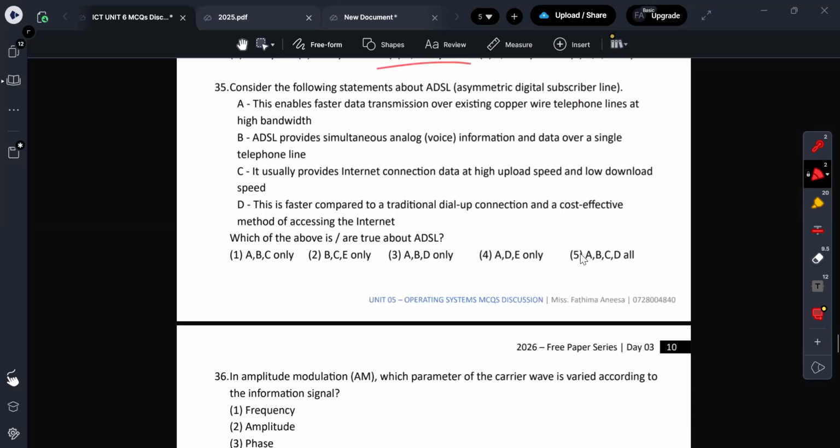Now, which of the following statements about Asymmetric Digital Subscriber Line? So there is something called ADSL and DSL. This enables faster data transmission over existing copper wire telephone lines at higher bandwidth. What do you think? Yes or no?